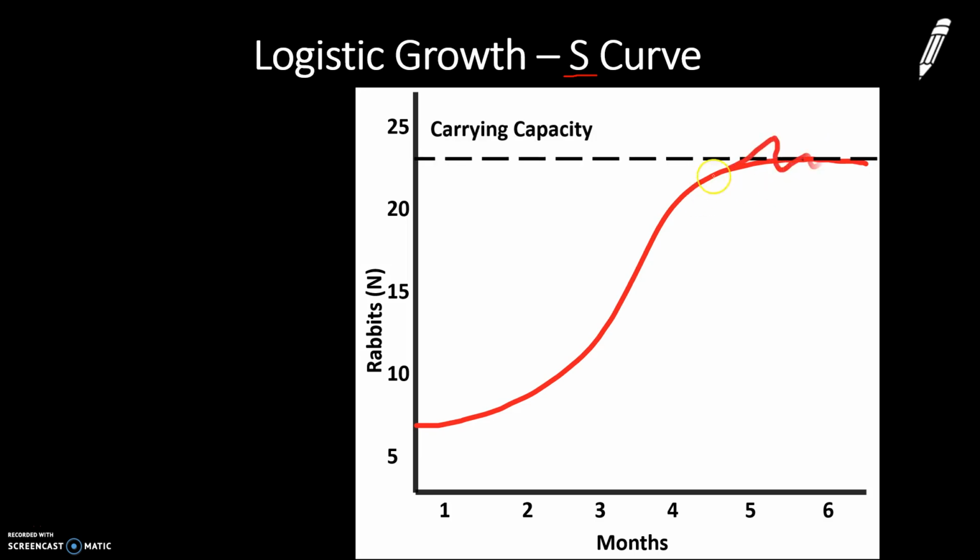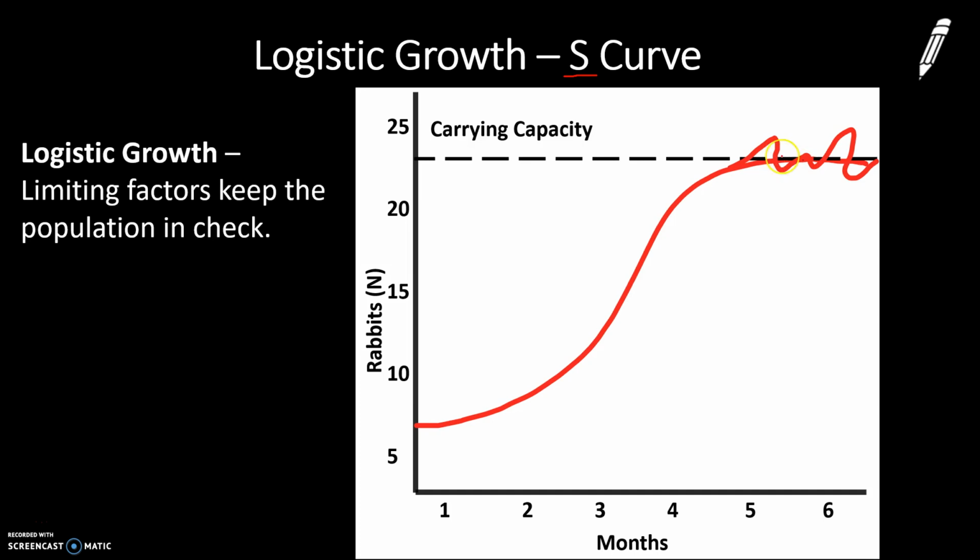In reality, what this line will look like is it'll fluctuate. It'll go above and below the carrying capacity, but it'll hover around that area, okay? And this maximum number that it's fluctuating around, this is the carrying capacity, okay? So logistic growth is when limiting factors keep the population checked. It doesn't allow it to continually grow out of hand, okay?